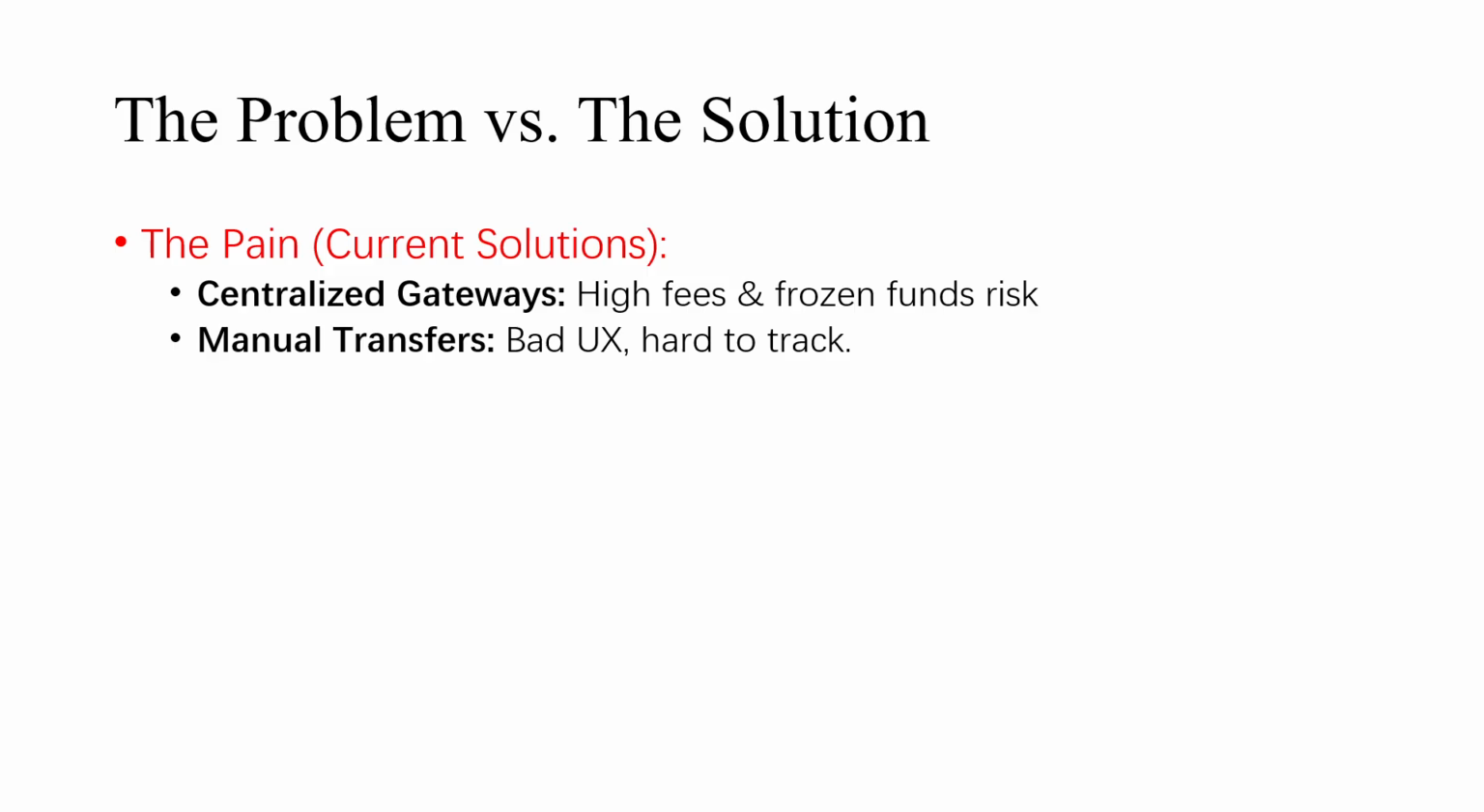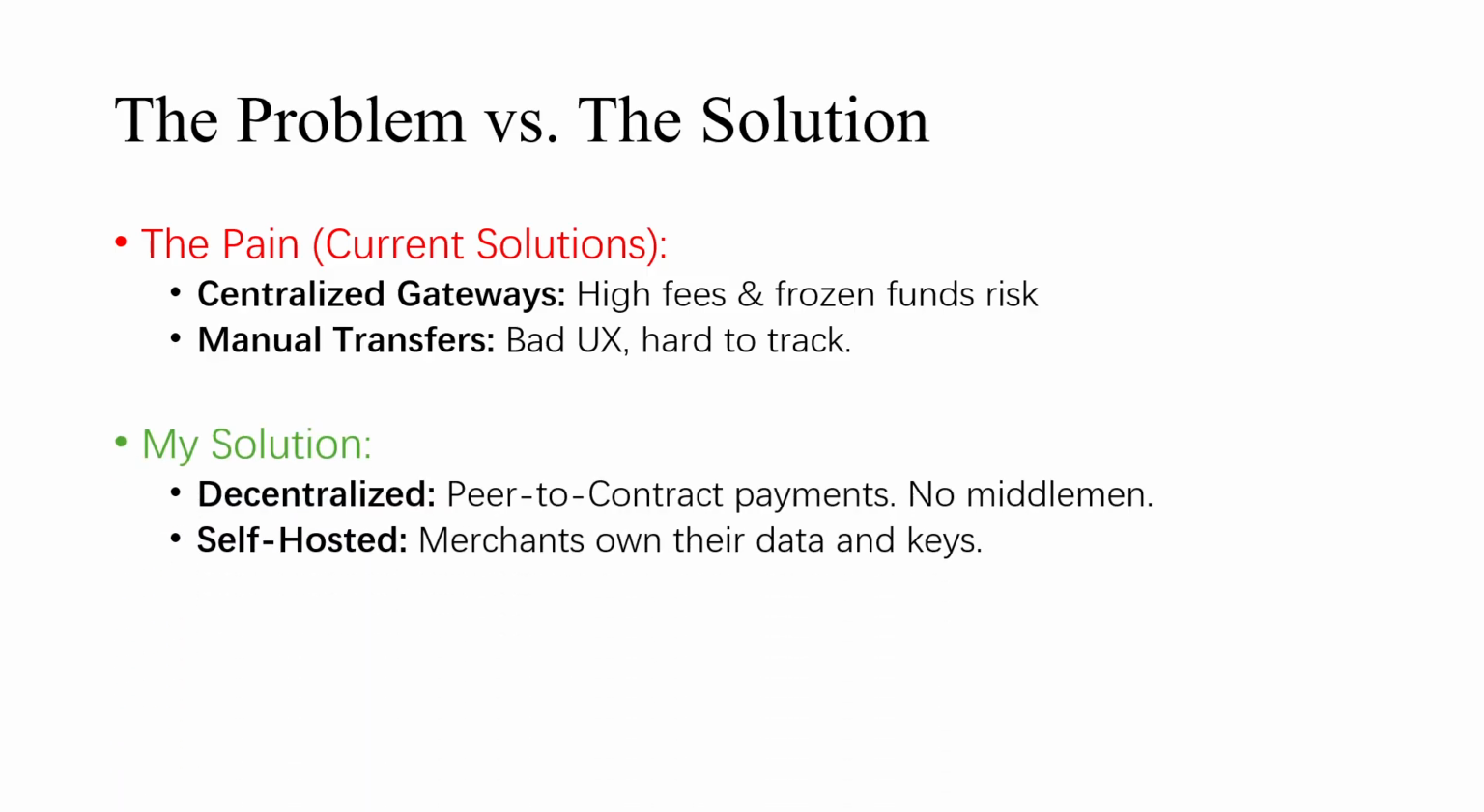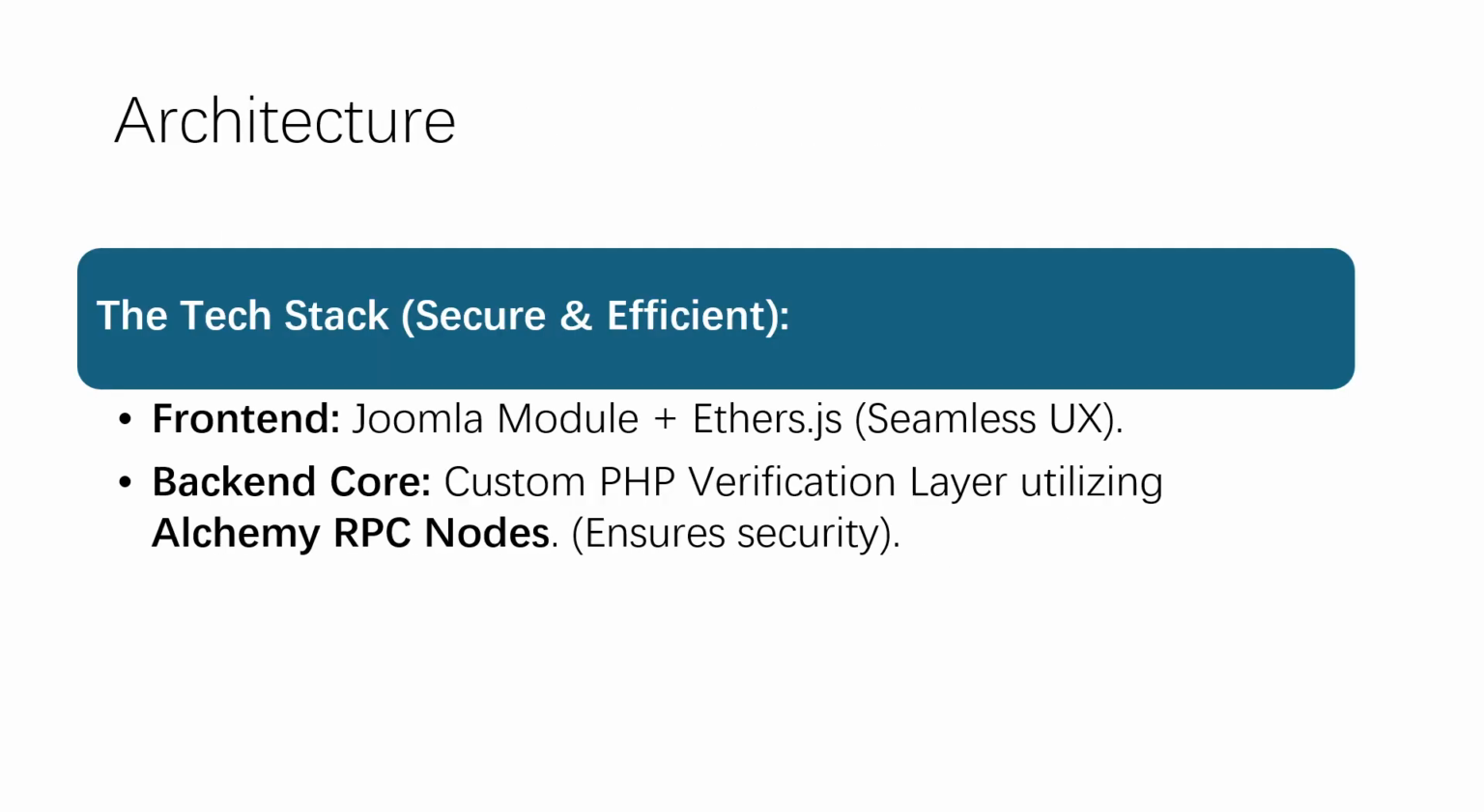So I asked myself whether I could build a commercial-grade self-hosted payment gateway that allows any Joomla merchant to accept MNEE directly. The answer is yes. Basically, it is a plug-and-play extension that instantly upgrades a standard Web2 store into a Web3-native commerce platform. On the front end, I use Ethers.js to interact directly with the user's MetaMask. This ensures the payment is permissionless.